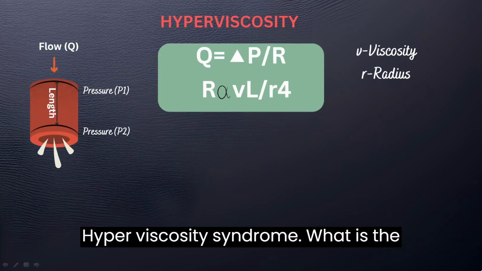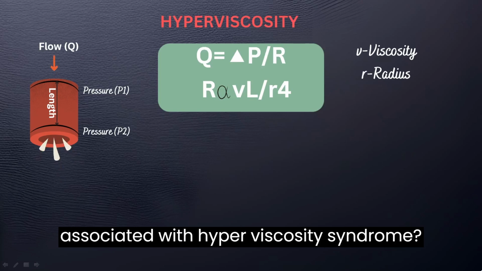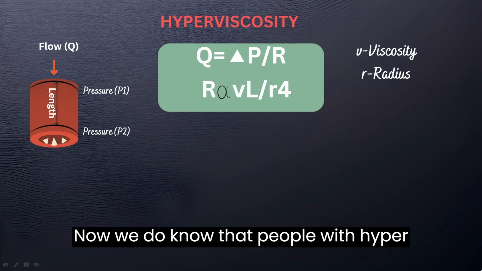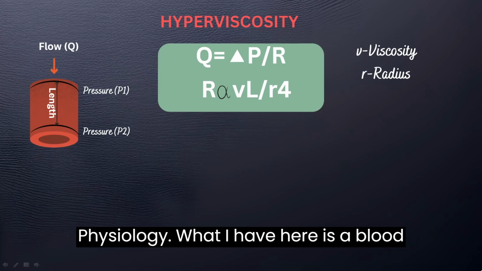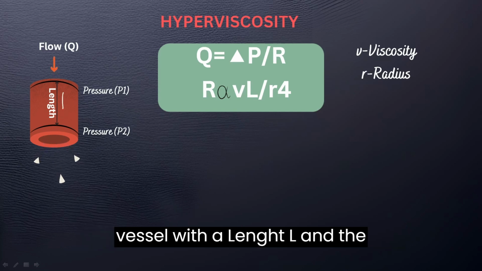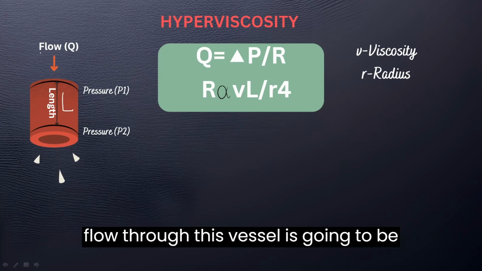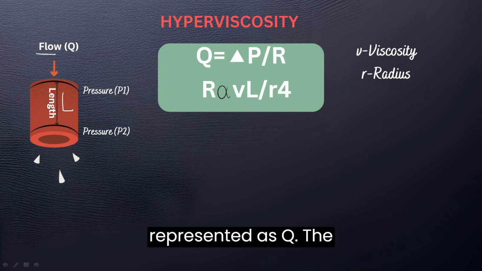Hyperviscosity syndrome. What is the hemodynamic change that is going to be associated with hyperviscosity syndrome? Now, we do know that people with hyperviscosity will certainly have a high blood pressure. Let us take a look at some physiology. What I have here is a blood vessel with a length L, and the flow through this vessel is going to be represented as Q.